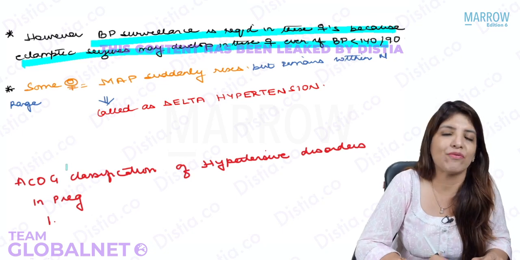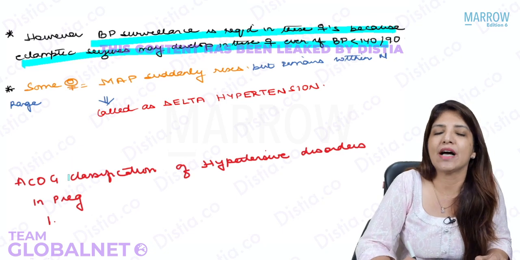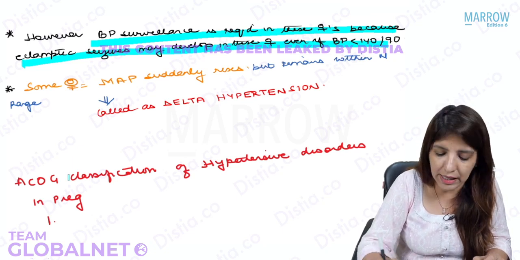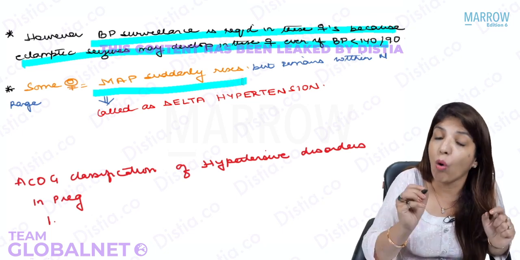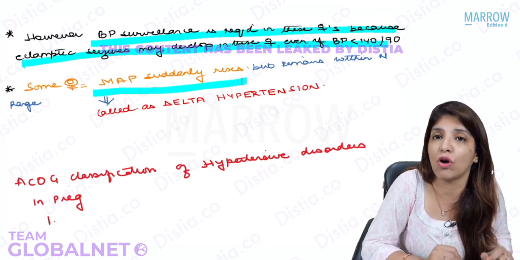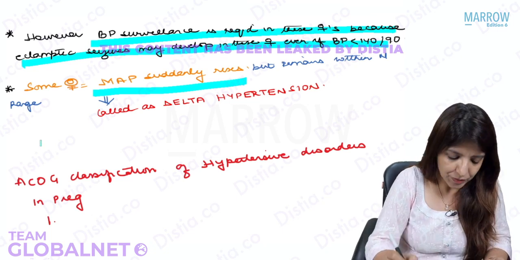Another concept which you have to remember is that of delta hypertension. The concept of delta hypertension says that mean arterial pressure rises suddenly in a pregnant female, although it remains within the normal range. Then that is what is called delta hypertension, right?